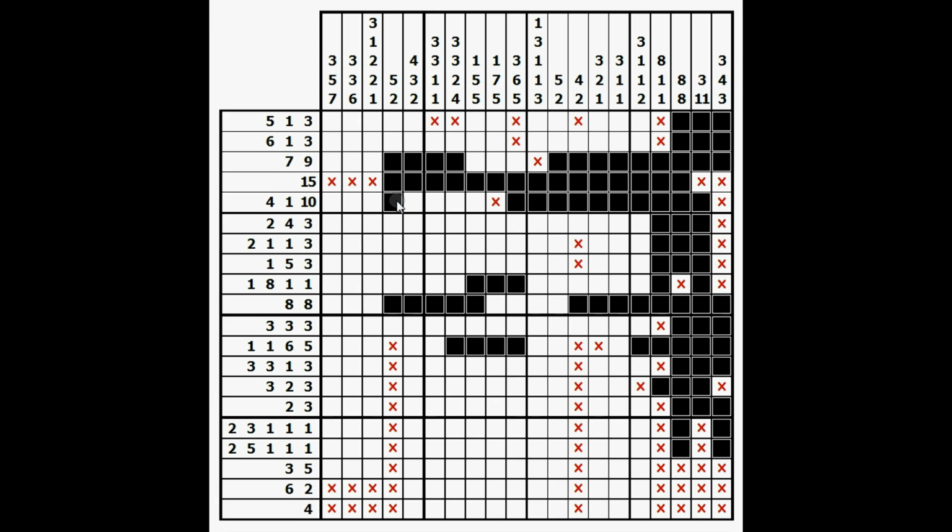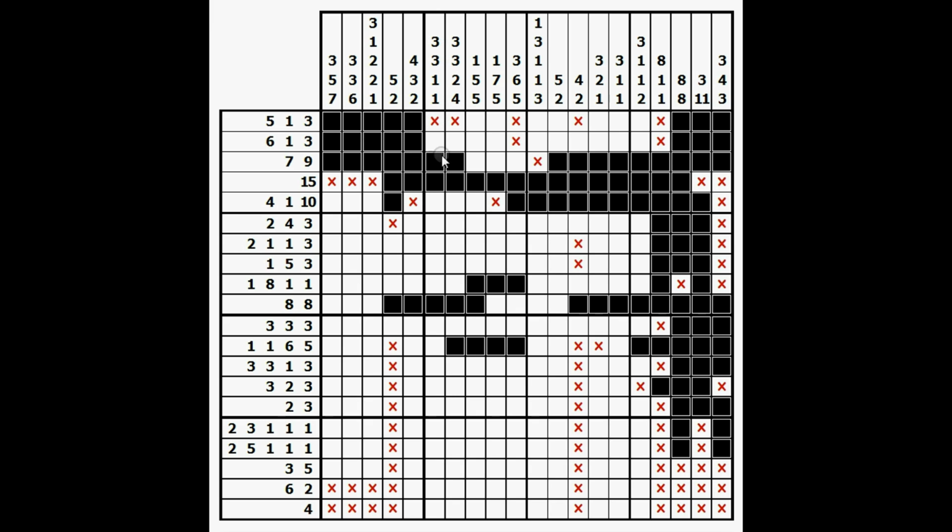This has to be part of the 4, but 1, 2, 3, we don't know enough there yet. Let's see. Well, the 5 can't fit here. It can't fit here. It can't fit here, so it has to go here. 1, 2, 3, 4, 5. Now I can count down on all these. 1, 2, 3, X. 1, 2, 3, X. 1, 2, 3, X. 1, 2, 3, 4, 5, X. 4 is 1, 2, 3, 4, X.